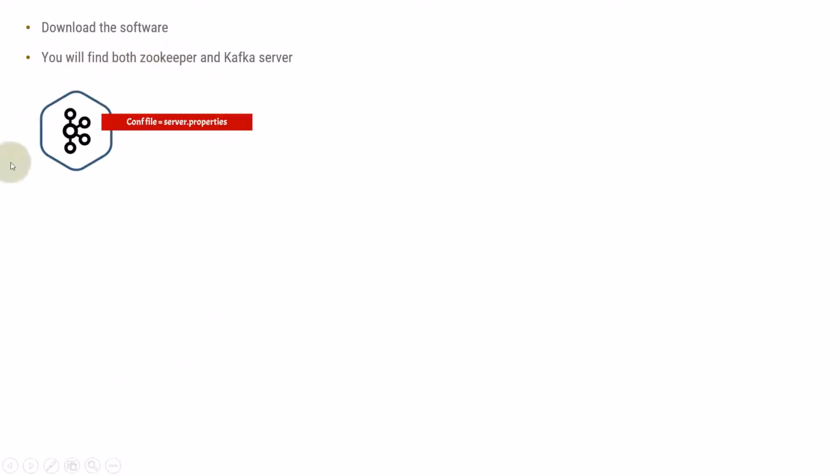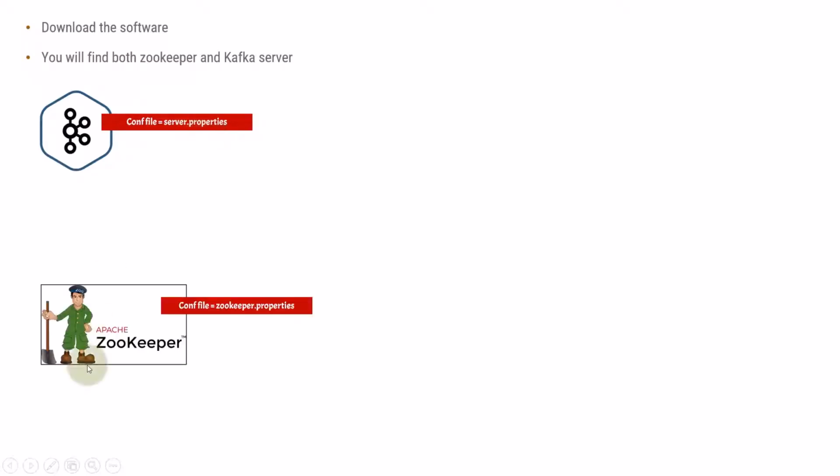Now going on to the slides, you can see that for the Kafka server we have a config file called server.properties, and for the Zookeeper you have a config file called zookeeper.properties. In the Kafka architecture we have seen that both these systems are important for the Kafka ecosystem. So you need to start both of these, then only you can publish messages and consume. Both are important, and for Kafka the configuration file is server.properties, and for Zookeeper it is zookeeper.properties.